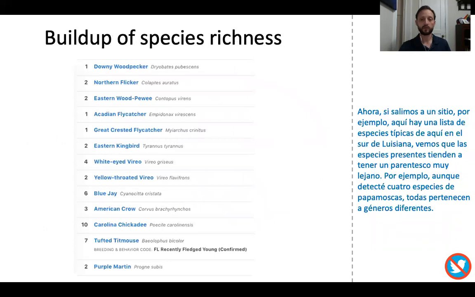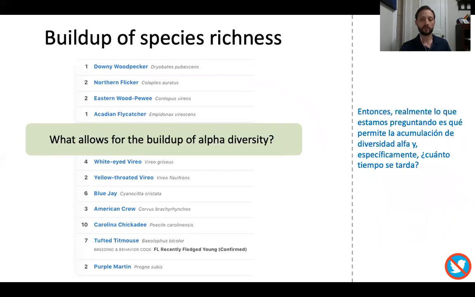Now, if we go out to a given location, for example, here's a typical species list from here in southern Louisiana, we see that the species present tend to be very distantly related. For example, even though I detected 4 species of flycatchers, they're all in different genera. So really what we're asking is what allows for the buildup of alpha diversity, and specifically, how long does that take?